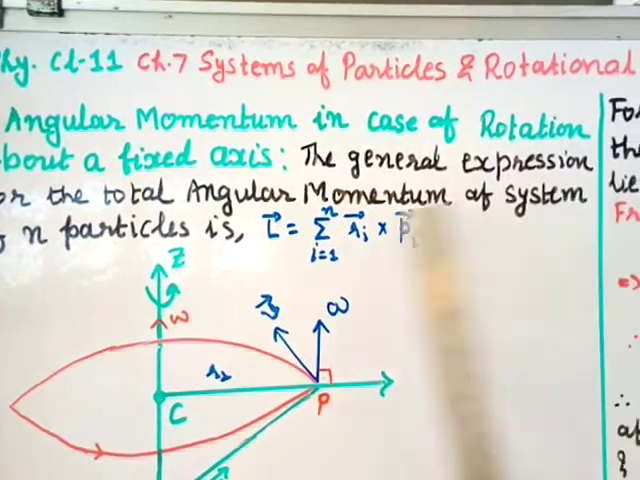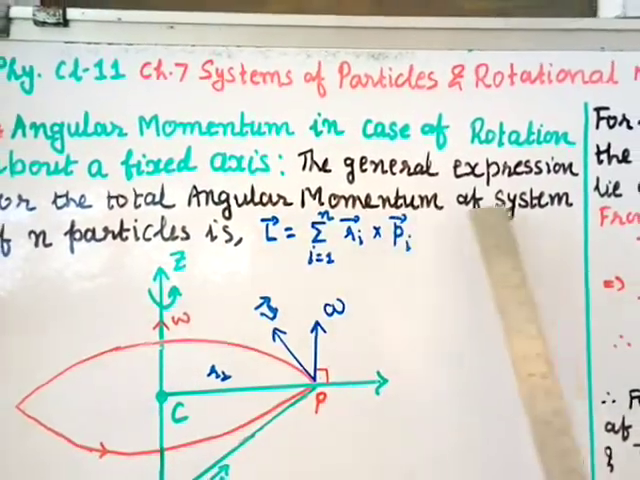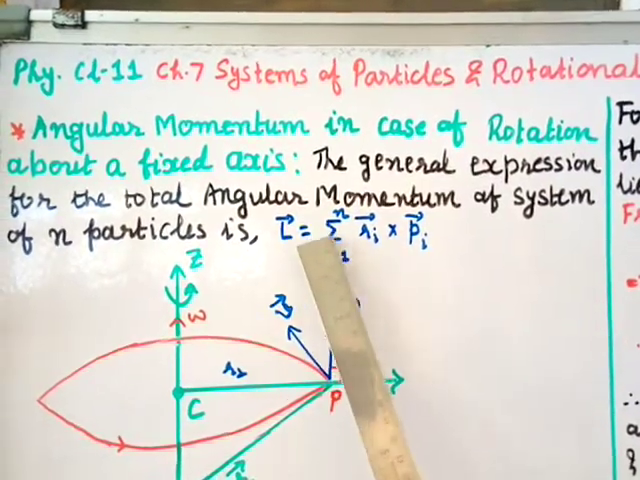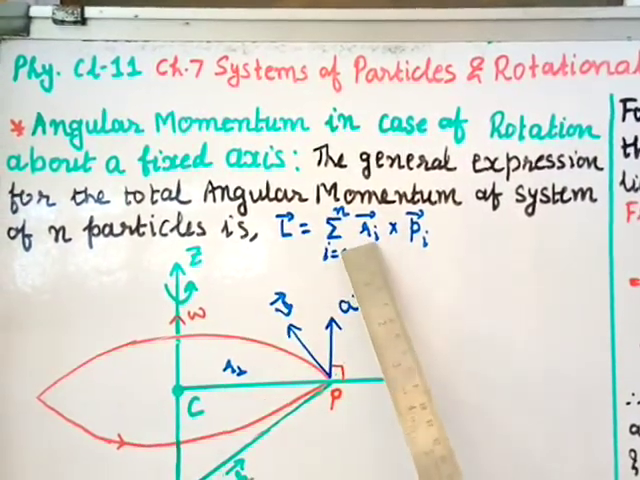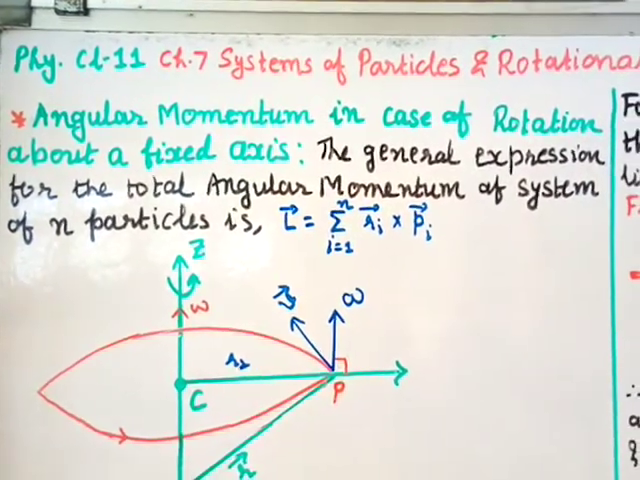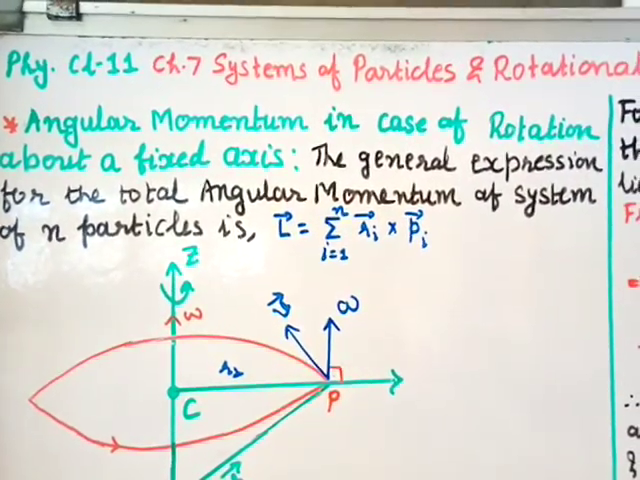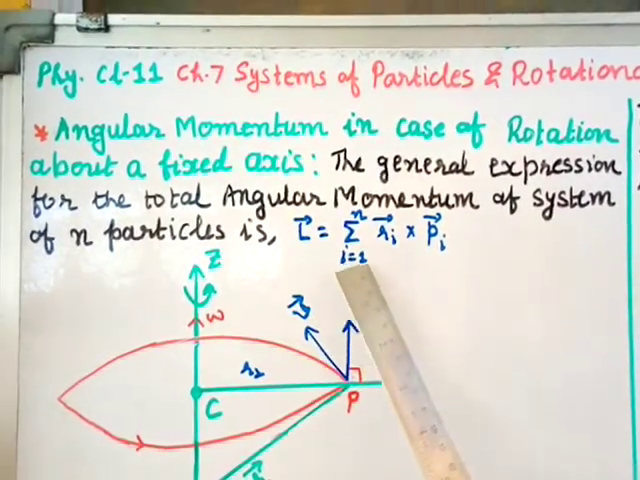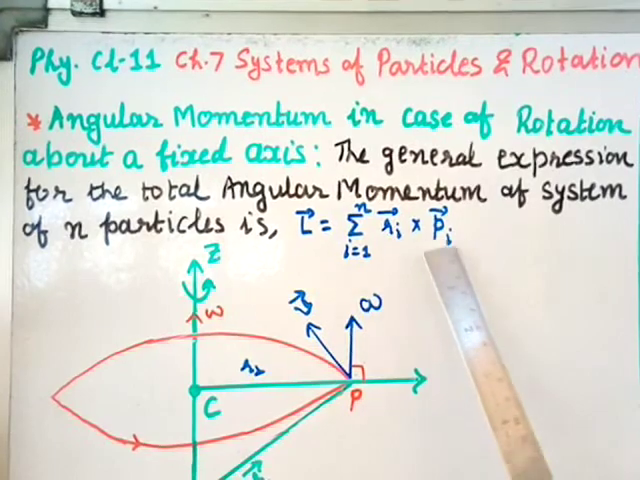The general expression for the total angular momentum of a system of n particles is vector L equal to sigma i equal to 1 to n vector Ri cross vector Pi. Now we have studied that the expression for the total angular momentum of a system of n particles is given as vector L equal to summation i equal to 1 to n vector Ri cross vector Pi.